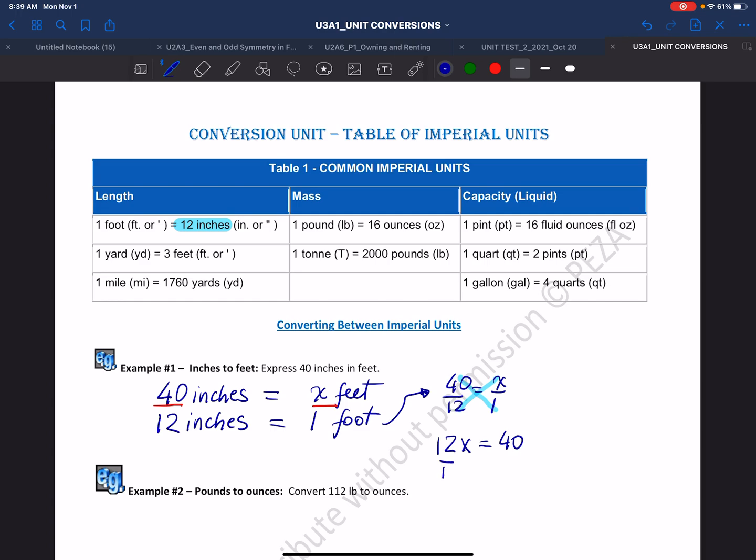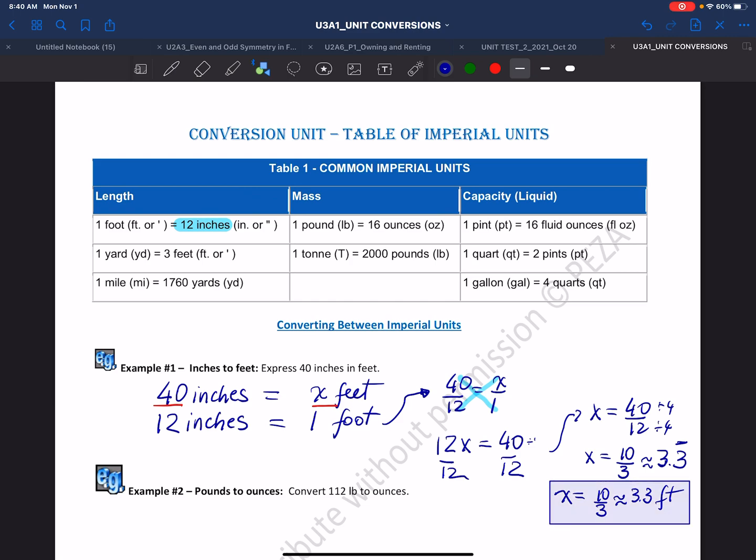Isolate x from number 12. Divide both sides by 12. And that will give x equals 40 over 12. In a simplified form, if you divide both by 4, we get x equals 10 over 3. Approximately, if you use the calculator, then you get 3.3, that repeating number. And this will be the length in feet. So 10/3, or approximately 3.3 feet.